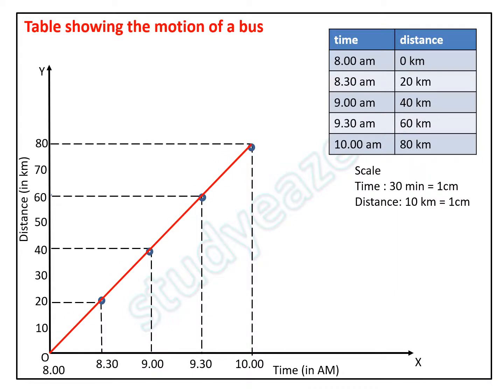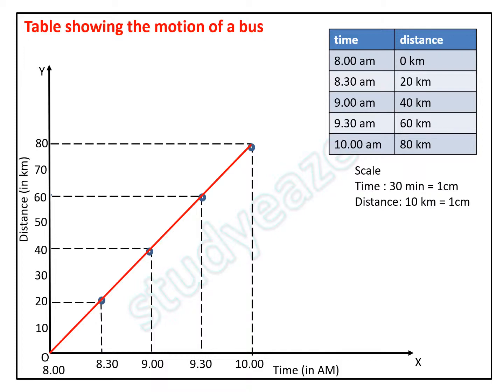Generally, the choice of scales is not as simple as in the previous example. We may have to choose two different scales to represent the desired quantities on the x-axis and the y-axis. Let us try to understand this. The distance covered and the time taken by a bus are shown in the table. We will show the time along the x-axis and the distance in kilometers along the y-axis. Now, the total distance covered by the bus is 80 kilometers.